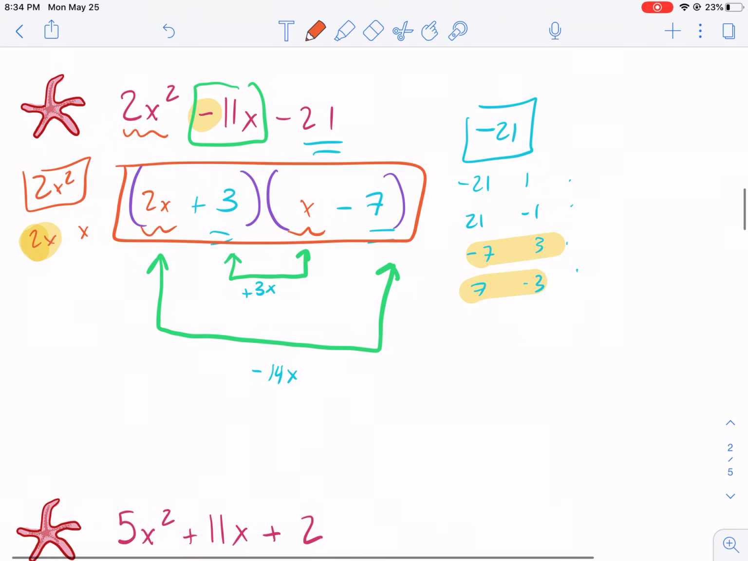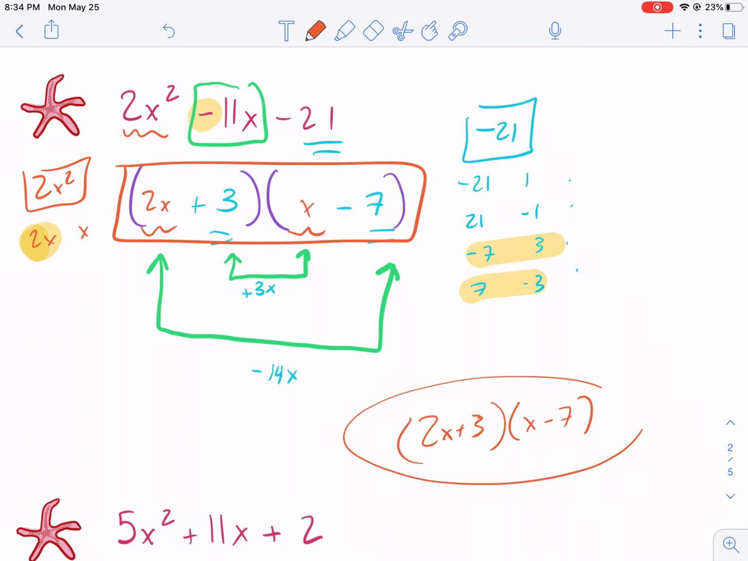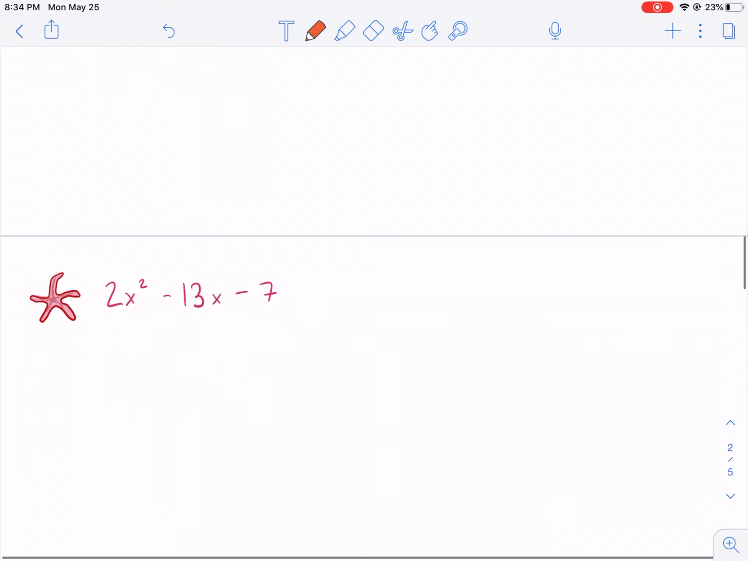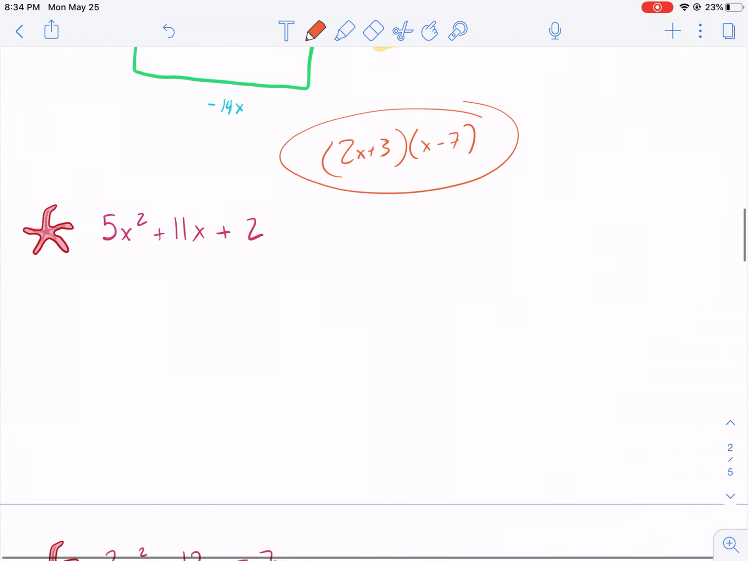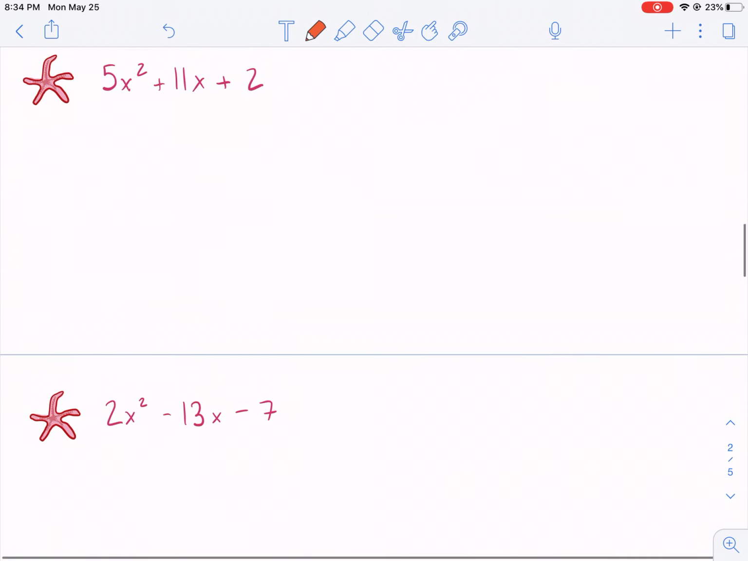2x plus 3. So my final answer is 2x plus 3 times x minus 7. And there you go. Let's do 2 more examples. I'm going to try to go a little bit quicker through these ones so you get the idea.